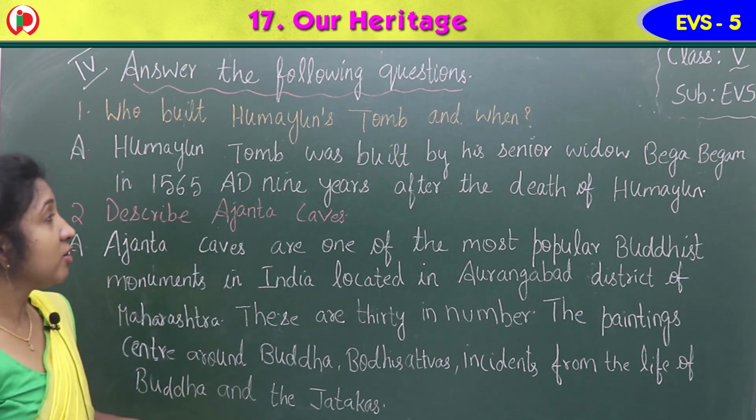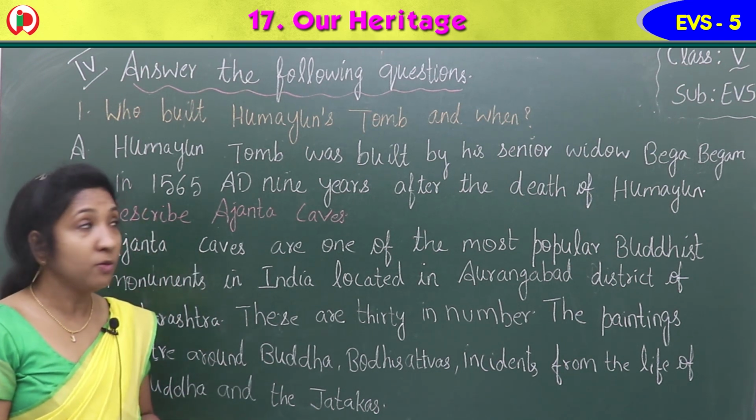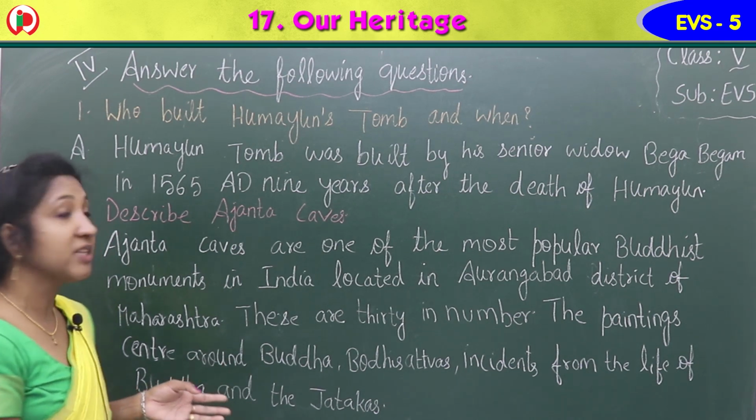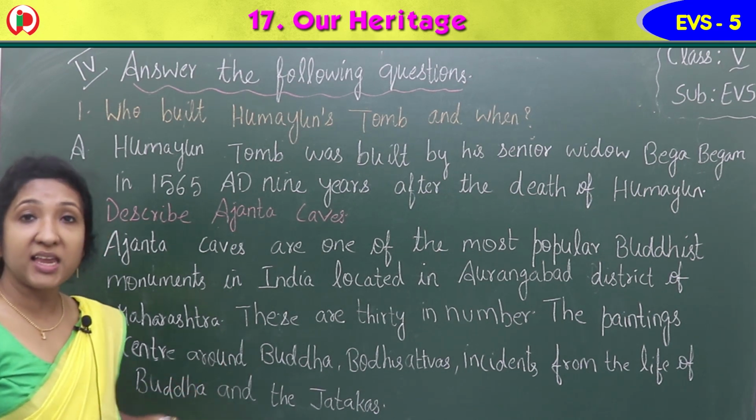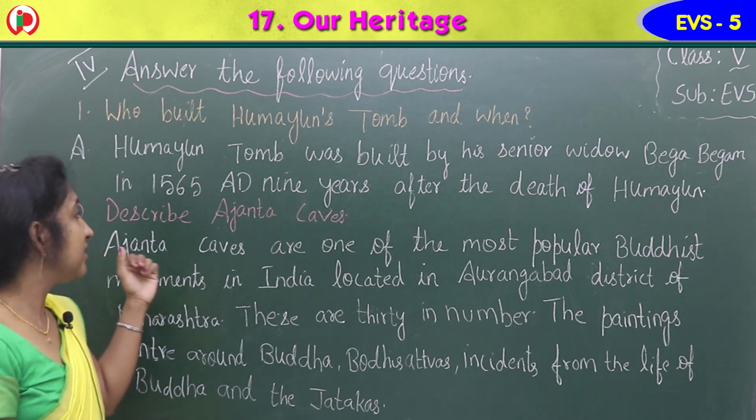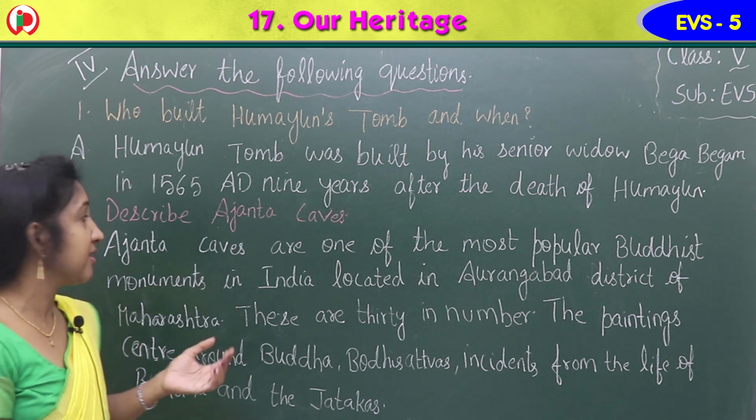So, who built Humayun's tomb and when? Humayun's tomb was built by his senior widow Bega Begum in 1565 AD, 9 years after the death of Humayun. Second question, describe Ajanta Caves.